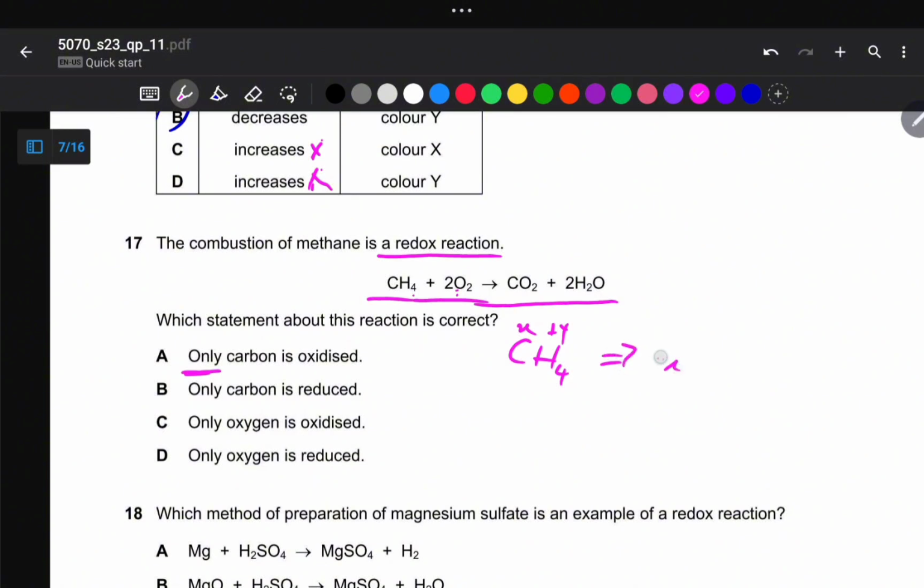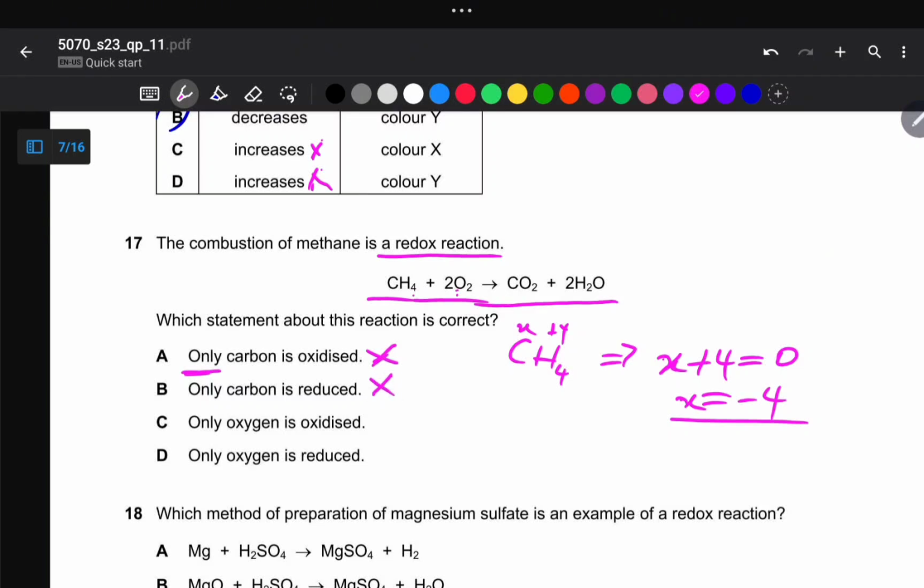So X plus 4 is equal to 0. So X is equal to negative 4. We can do the same for carbon dioxide. So there's a change from -4 to +4. So carbon is being oxidized, but it is not the only one being oxidized, and also hydrogen is being oxidized. So this becomes false. Only carbon is reduced? No, carbon is not reduced. It is oxidized. So this becomes false.